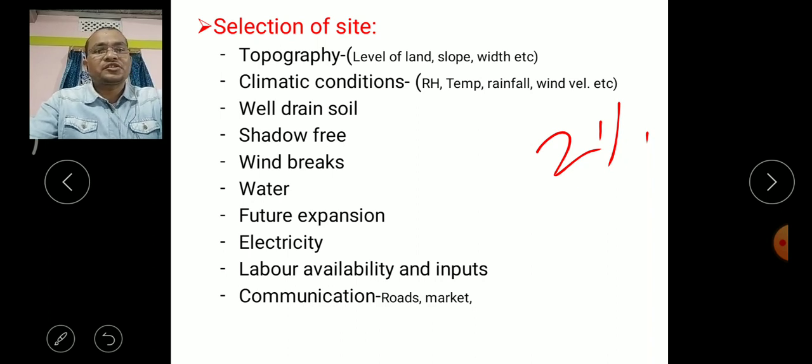Next is your communication here: whatever produce comes from the greenhouse structure should be consumed in the market. That means it can be easily sold to the market. That is why market availability should be there, and easy transportation from the production house to the market. Okay, you should give importance to these parameters while selecting the site.